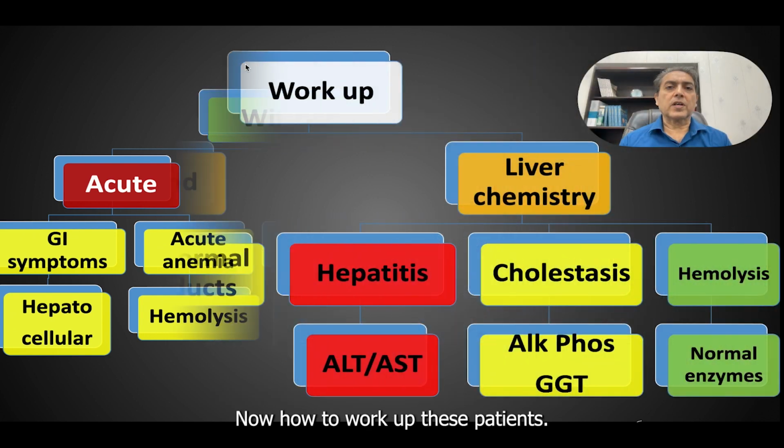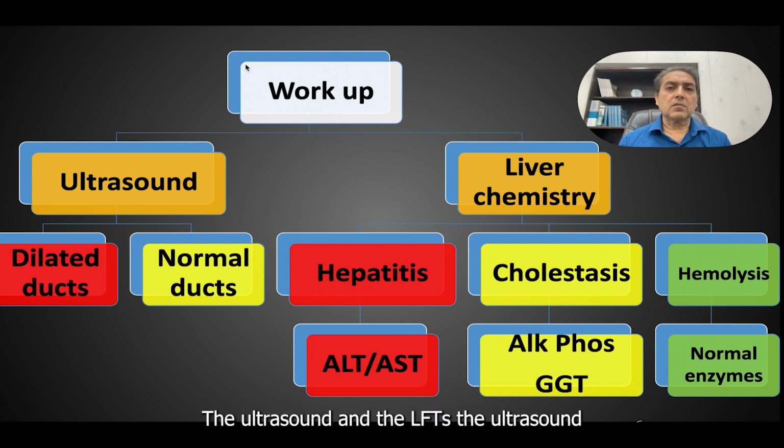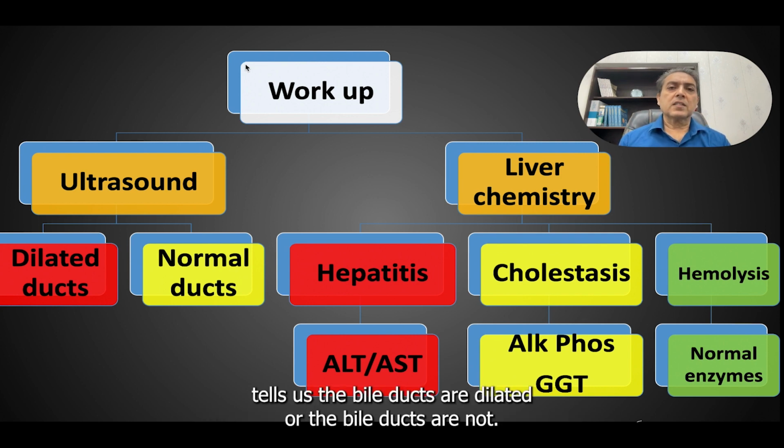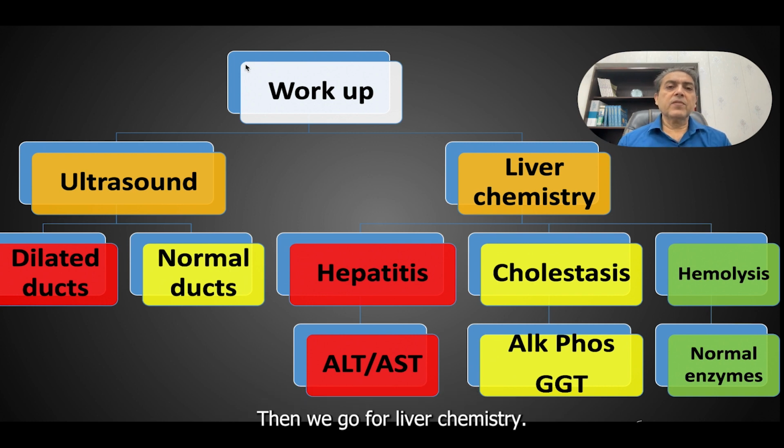Now, how to work up these patients? There are two main important investigations, the ultrasound and the LFTs. The ultrasound tells us whether the bile ducts are dilated or not dilated. That differentiates obstructive from non-obstructive jaundice. Then we go for liver chemistry. Liver chemistry is very helpful.